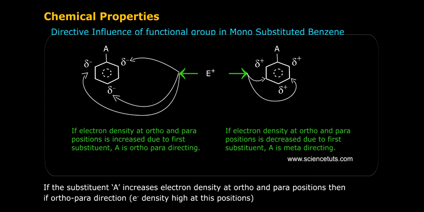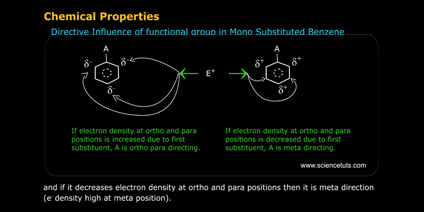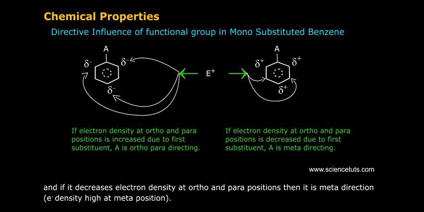If the substituent increases electron density at the ortho and para positions, then it is ortho-para directing, with electron density high at these positions. If it decreases electron density at the ortho and para positions, then it is meta directing, with electron density high at the meta position.